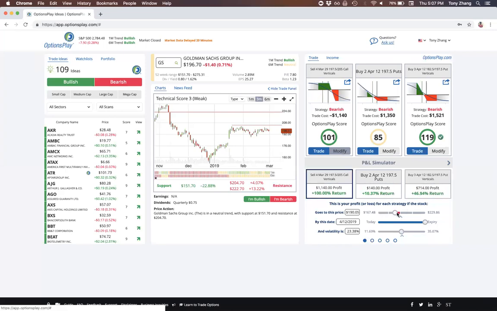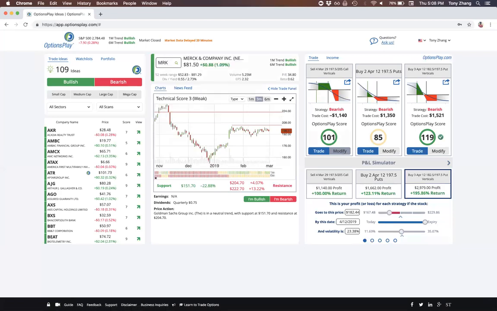Because you can even use the slider and see at what point does one strategy start to outperform the other. So you can see exactly around 187, that's when the debit spread starts to outperform the credit spread. And you can move your mouse and see exactly how much profit you'll actually receive from each one of these.